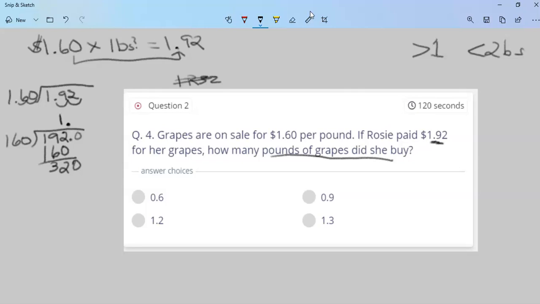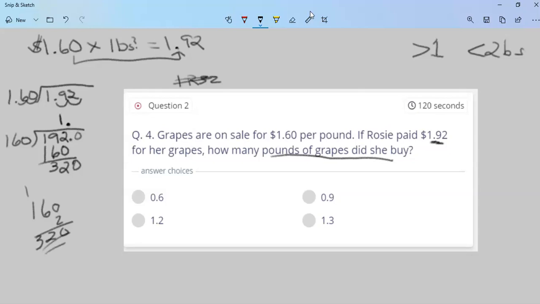Could it go 2 times? Well, if we want to do that, we could just go, okay, 160 times 2. Let's find out. 0, 6 times 2 is 12. Carry that 1, 2 times 1 is 2 plus 3. It does go in evenly, it goes in 2 times.